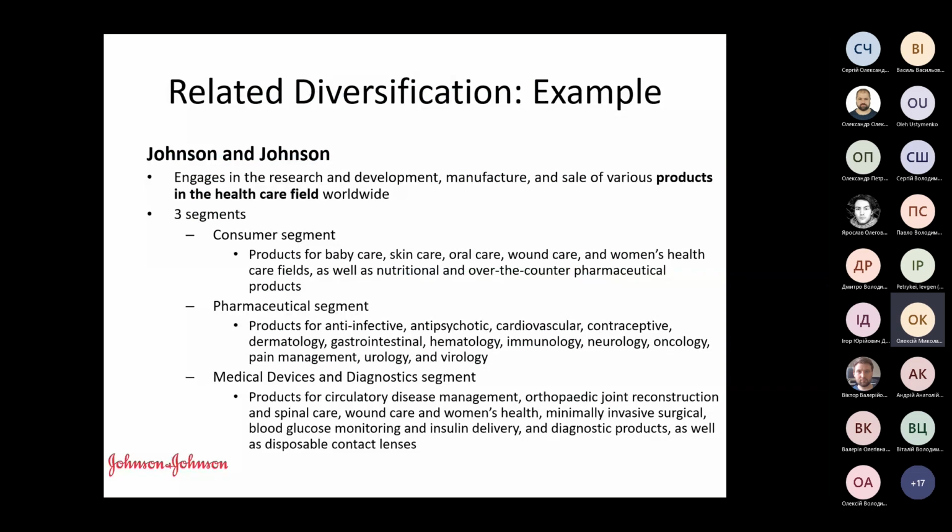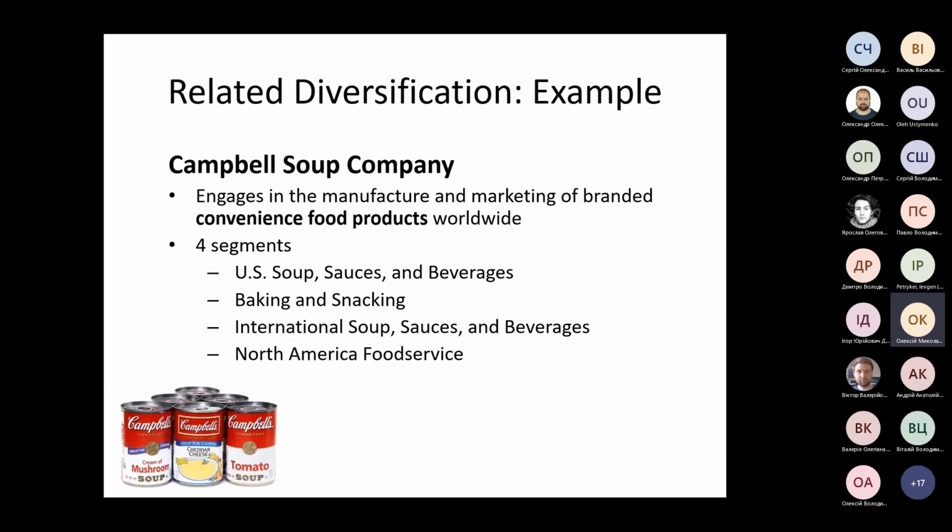Generally, an example of related diversification is the company Johnson & Johnson, because everything they are producing is somehow connected with health, with health care. And speaking about another company, the food company Campbell Soup Company, it is also somehow connected with food.